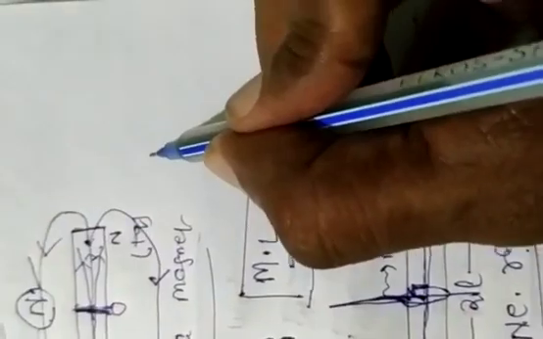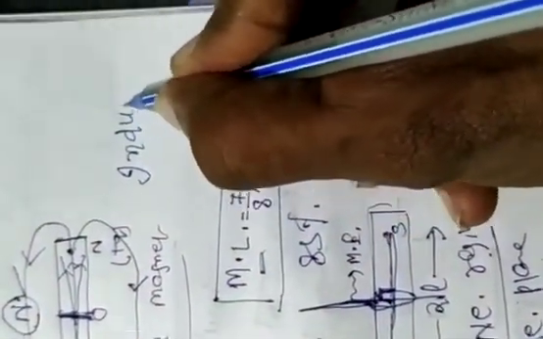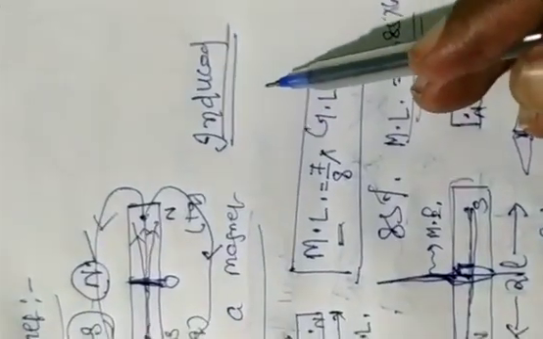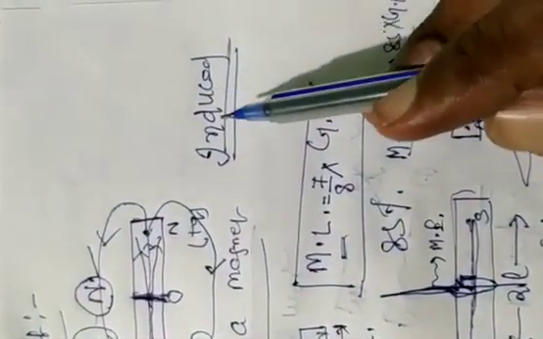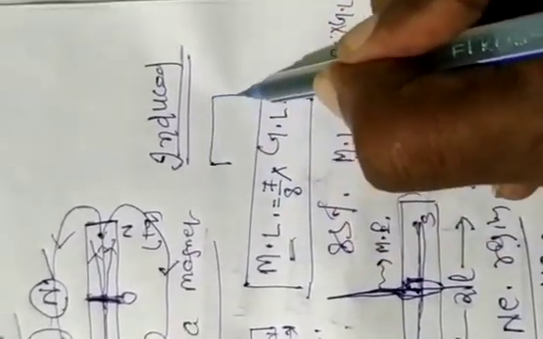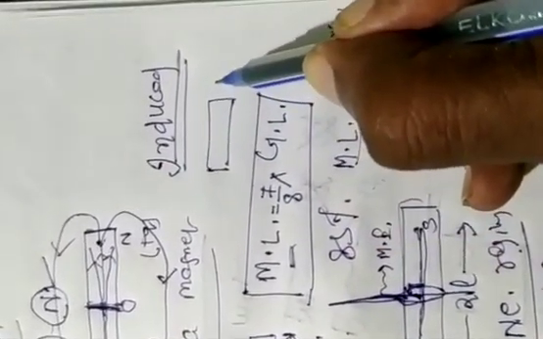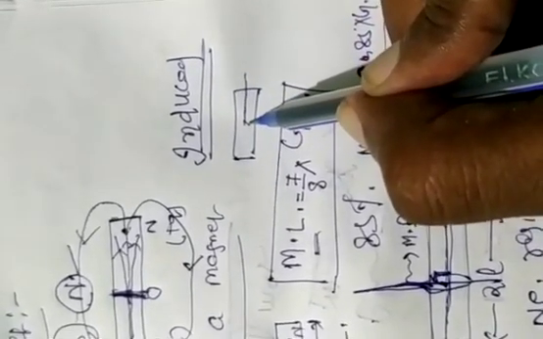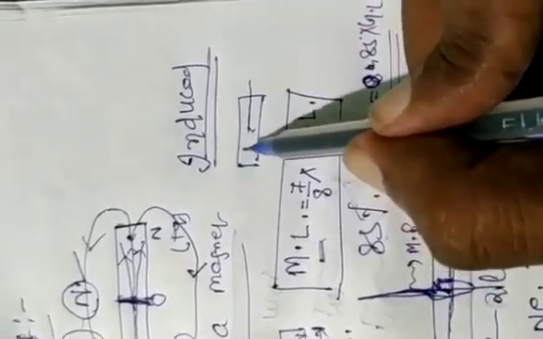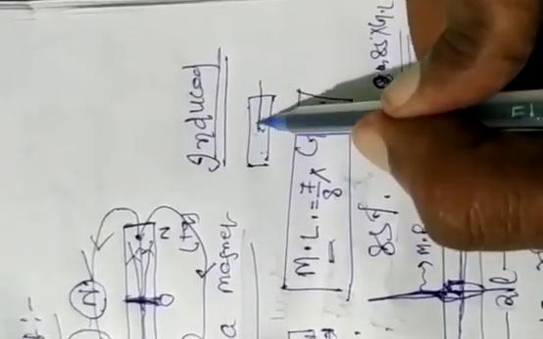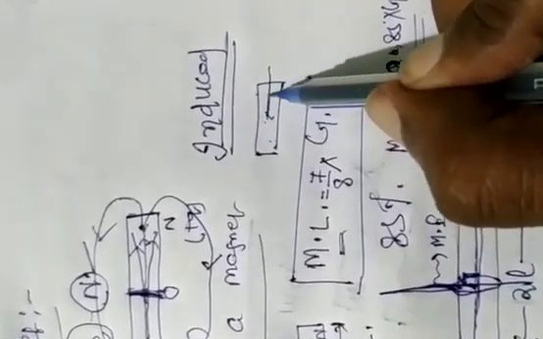Then another property we have to go through is induced magnetism. Induced means developed. When a piece of ordinary magnetic material is brought near a bar magnet, for example, this is a bar magnet, and a magnetic material is taken towards the bar magnet, it acquires the property of a magnet without actual physical contact. Such type of magnetism is known as induced magnetism.